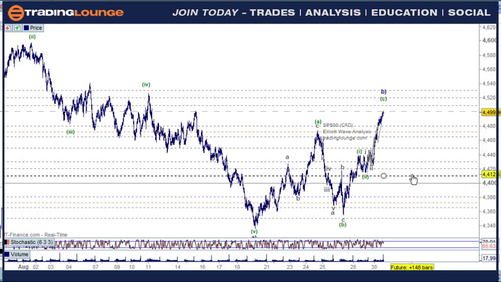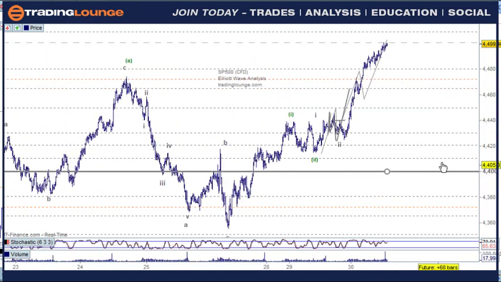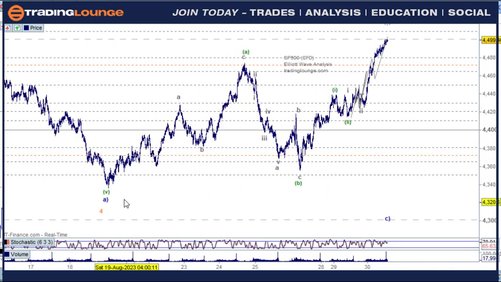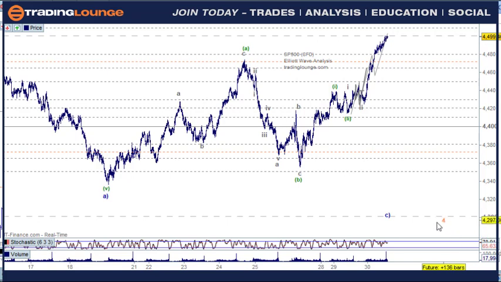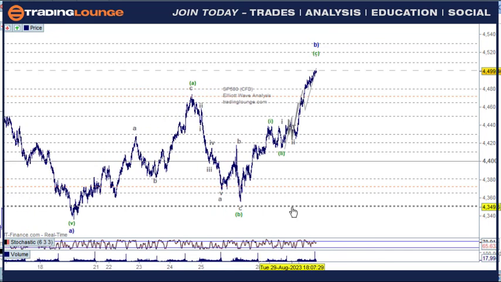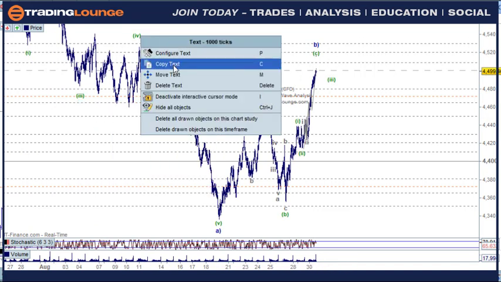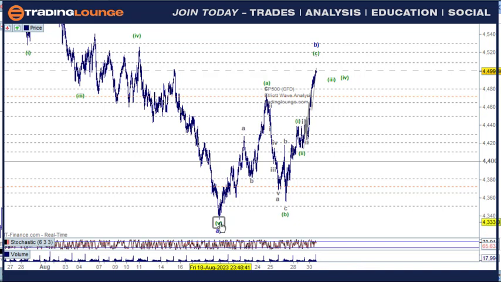So let me just sort this out a little bit here. So the A wave four could be here. It could be over here with this one, with the wave C over here. We don't know just yet about this. So we're just working through that particular issue. But in terms of moving up here, let's just sort this out a little bit. Probably spend more time on the NASDAQ because that's kind of what's driving this a bit more.